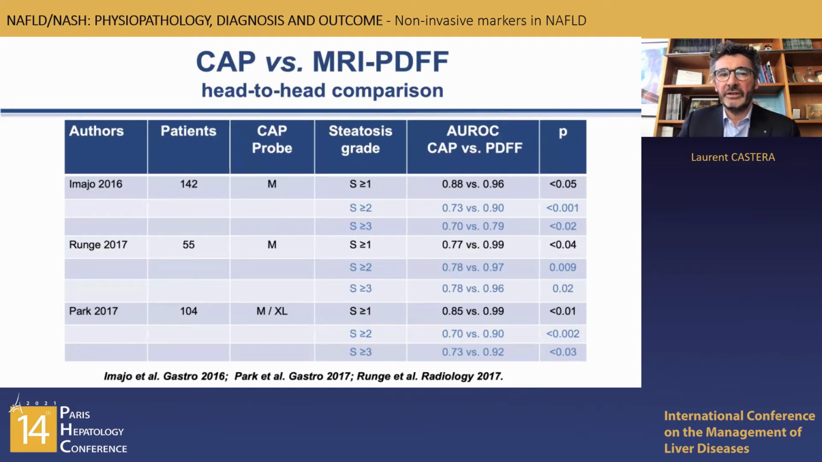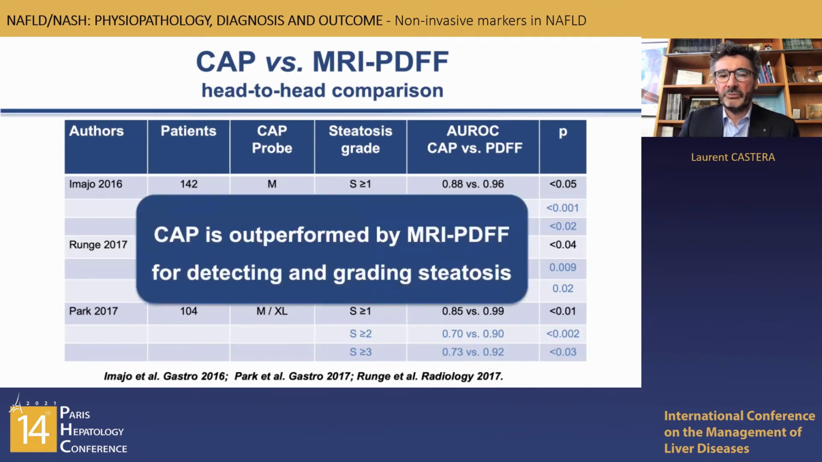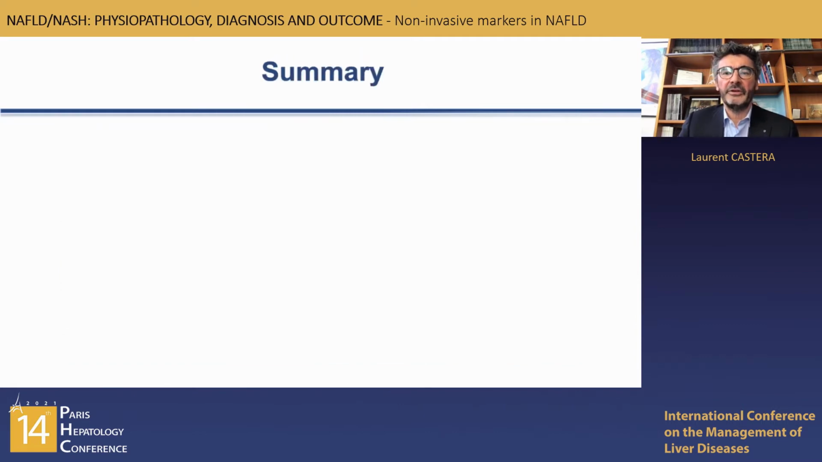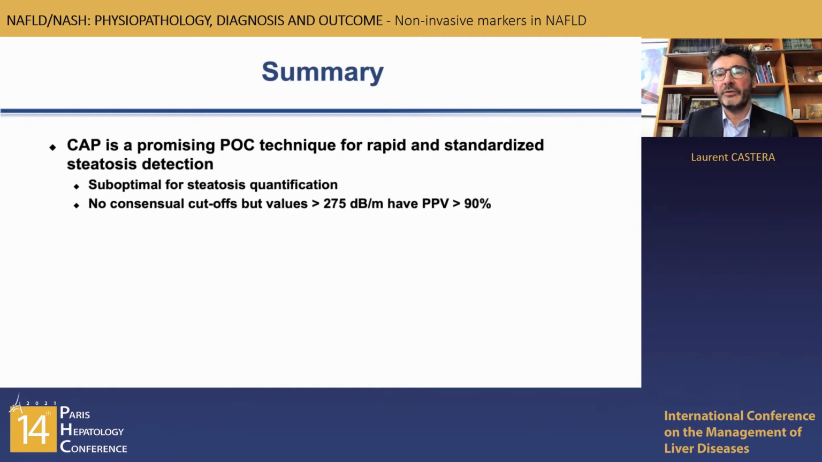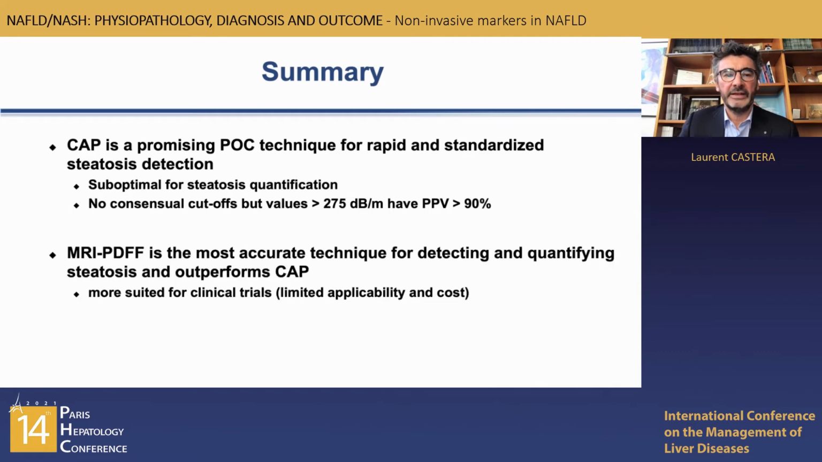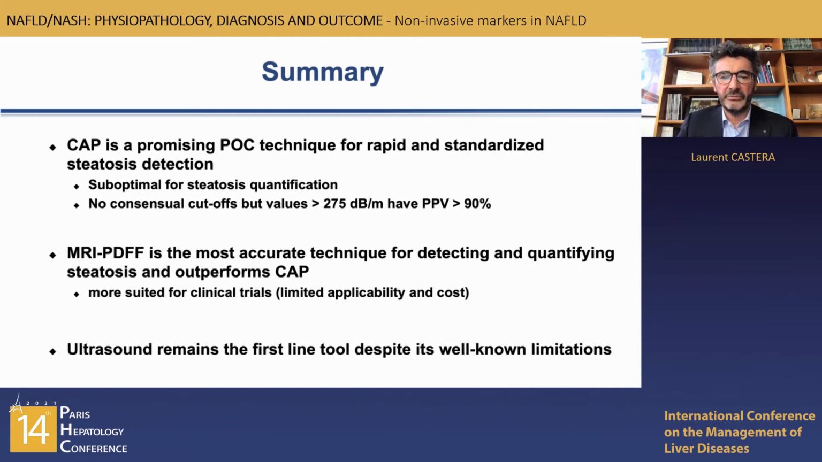What about the comparison of CAP versus MRI-PDFF in these three studies? As you can see, CAP was outperformed by MRI-PDFF, both for detection and grading of steatosis. So in summary, CAP is a promising point-of-care technique for rapid and standardized steatosis detection, suboptimal for quantification, with no consensual cutoff, but values above 275 have a high positive predictive value above 90%. MRI-PDFF is the most accurate technique for detecting and quantifying steatosis and outperforms CAP, and is thus more suited for clinical trials. Ultrasound in clinical practice remains the first-line tool despite its well-known limitations.